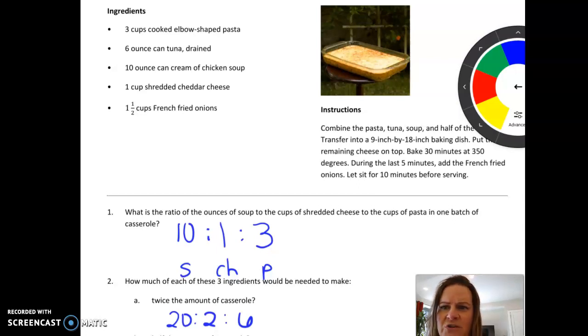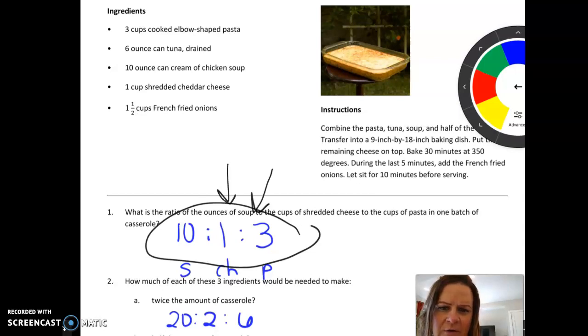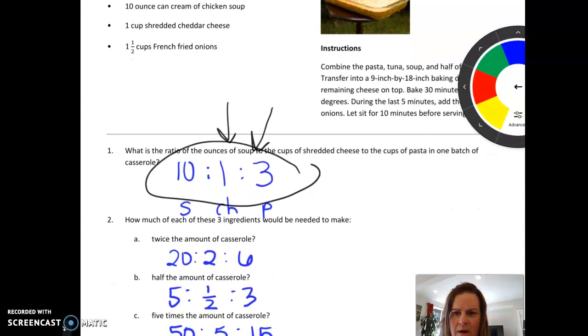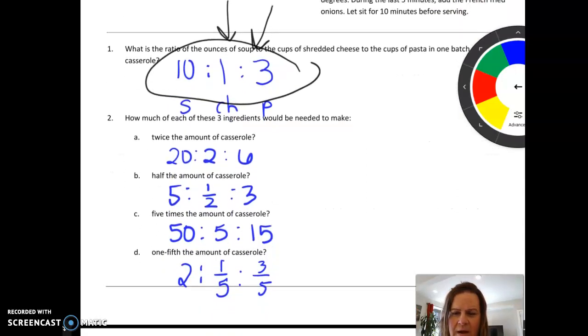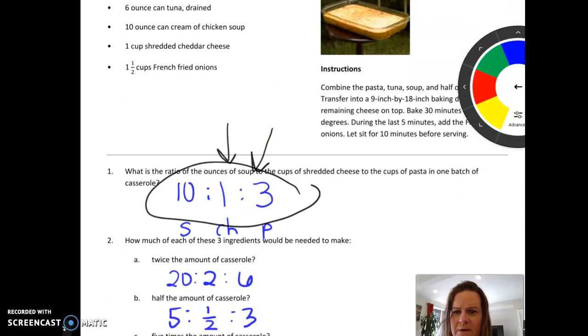pasta in one batch. So I just took this right from the recipe and I wrote the ratio as 10 to 1 to 3. So this is the first time we've looked at ratios with more than one value. Usually our ratios that we've worked with so far have just two values that we're comparing. So it is possible for us to use more than one value. Let's look at how we're going to apply these three values in this ratio.